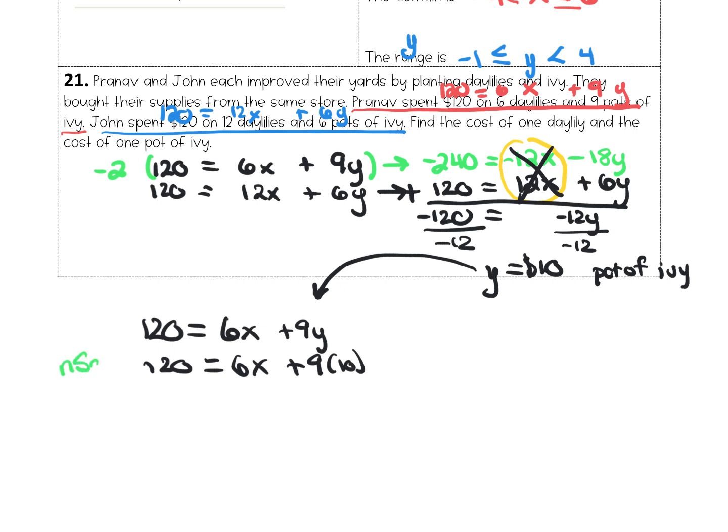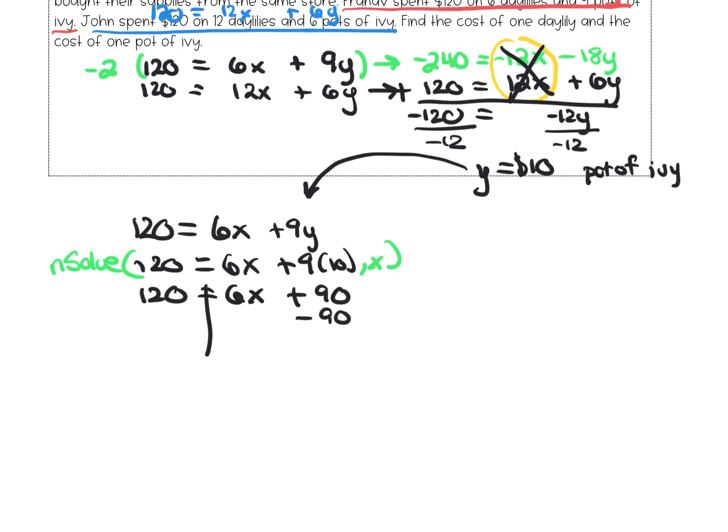You can make sure you get this right by entering it in the solver, comma x. I'm going to go ahead and do the math though. 120 equals 6x plus 90, since 9 times 10 is 90. Minus 90 over. 120 minus 90 is 30. Equals my 6x. I divide both sides by 6. X equals $5, and that was for my daylily. So a daylily is $5, and a pot of ivy is $10.